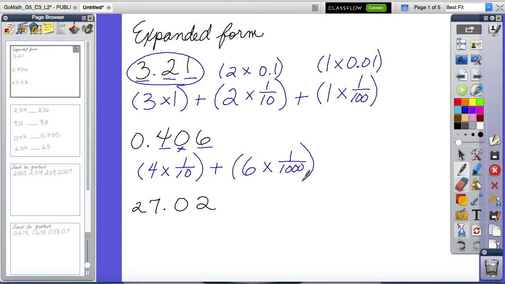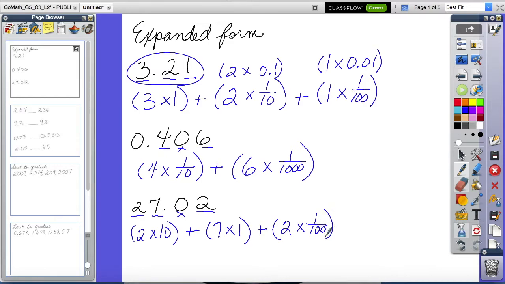If we move to our last example here, the 2 is in the tens place. It is in front of the decimal. It is in the tens place, so its value is 2 times 10. The 7 is in the ones place, so its value would be 7 times 1. The next digit is a 0, so we skip it, and we move to the next digit, which is a 2. The 2 is in the hundredths place, so its value is 2 times 1/100th. And that's expanded form.